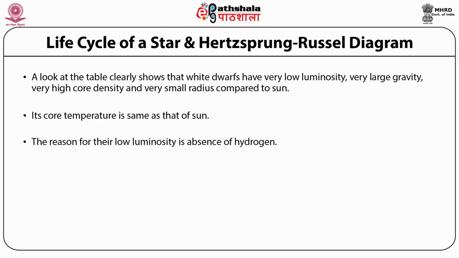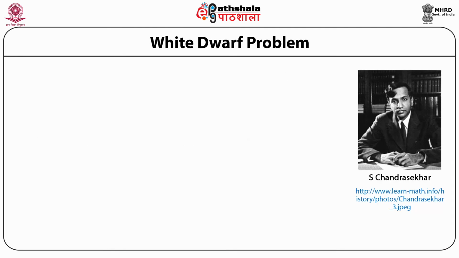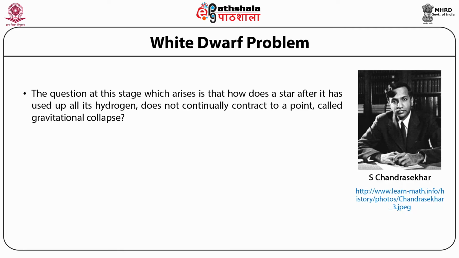The reason for their low luminosity is the absence of hydrogen. The mass of the star is provided by helium nuclei. So let us look at the white dwarf problem. The question which arises at this stage is: how does a star, after it has used up all its hydrogen, not continually contract to a point, called gravitational collapse?